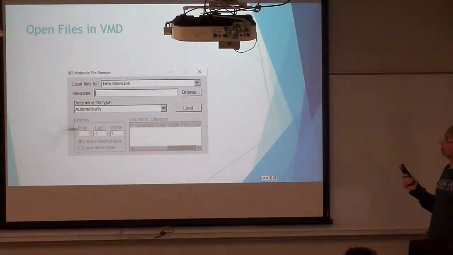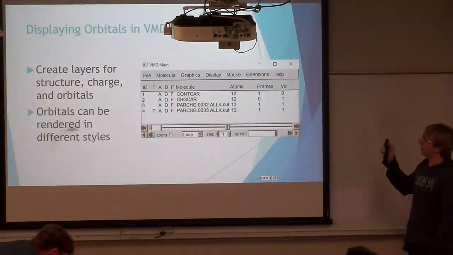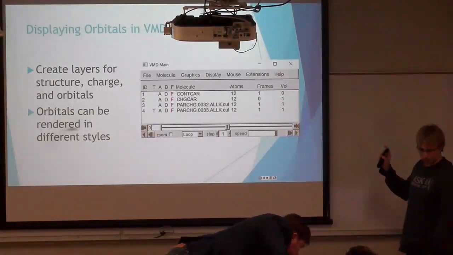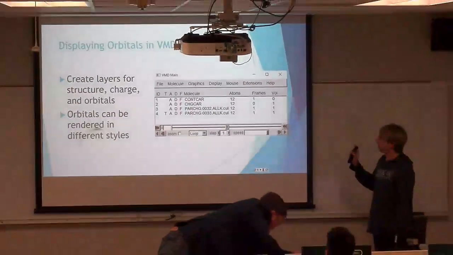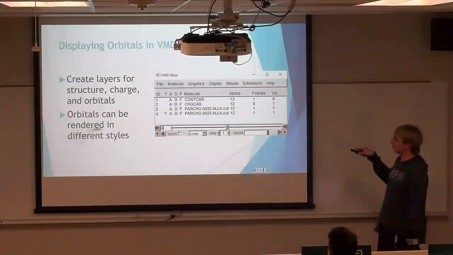And now just a quick overview of VMD, which I'm not going to download because we're doing that later. In order to open things up, we just have to browse for whichever file we're looking for. So what I did here was I basically opened 4 different molecules. They're all overlaid on each other, but again, I have the cont car, charge car, and then the 2 cube files.